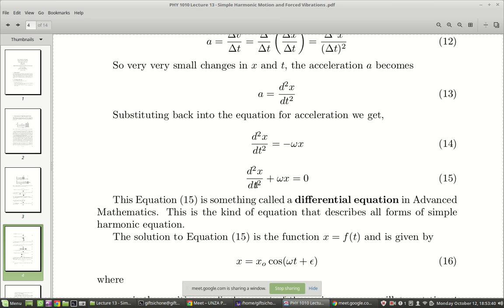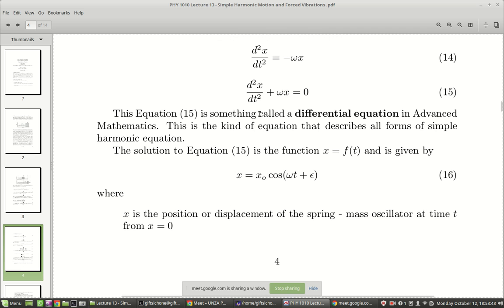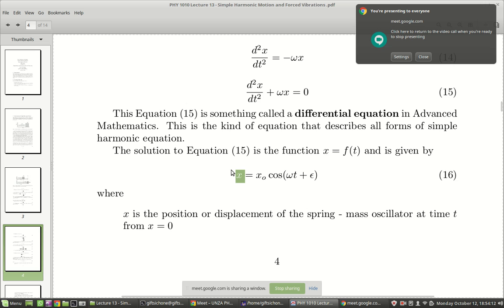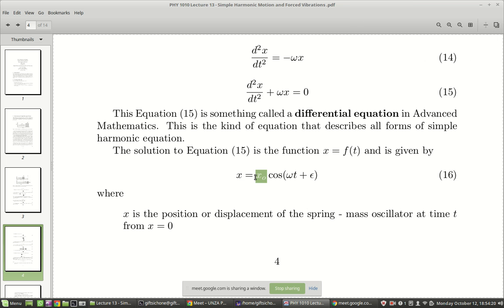X is the position. X naught is the maximum displacement of the mass from its equilibrium position. When you pull, remember, when the mass and the spring are very happy with each other, this is what you have. The mass is at its equilibrium position.